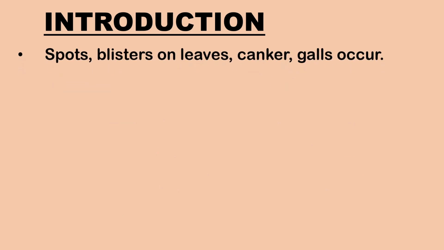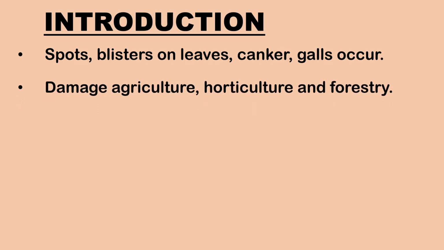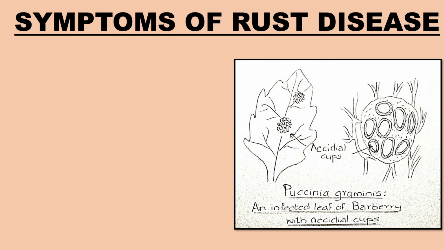Rust fungi cause spots and blisters on leaves, canker and galls on branches or stem. Rust causes severe damage to agriculture, horticulture, and forestry. Next, let us look into the symptoms of rust disease.